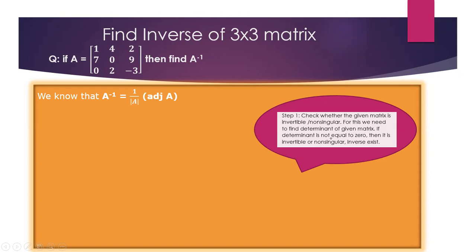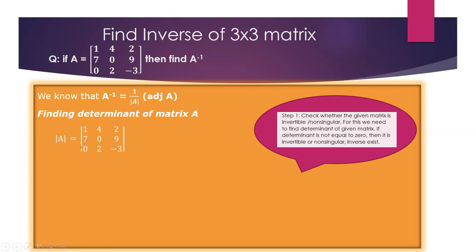If the determinant is not equal to 0, then it will be an invertible or non-singular matrix, then the inverse will exist. Okay. So we will check whether we are getting 0 or not by finding its determinant. So for finding the determinant of matrix A, we have written the matrix A into determinant form.